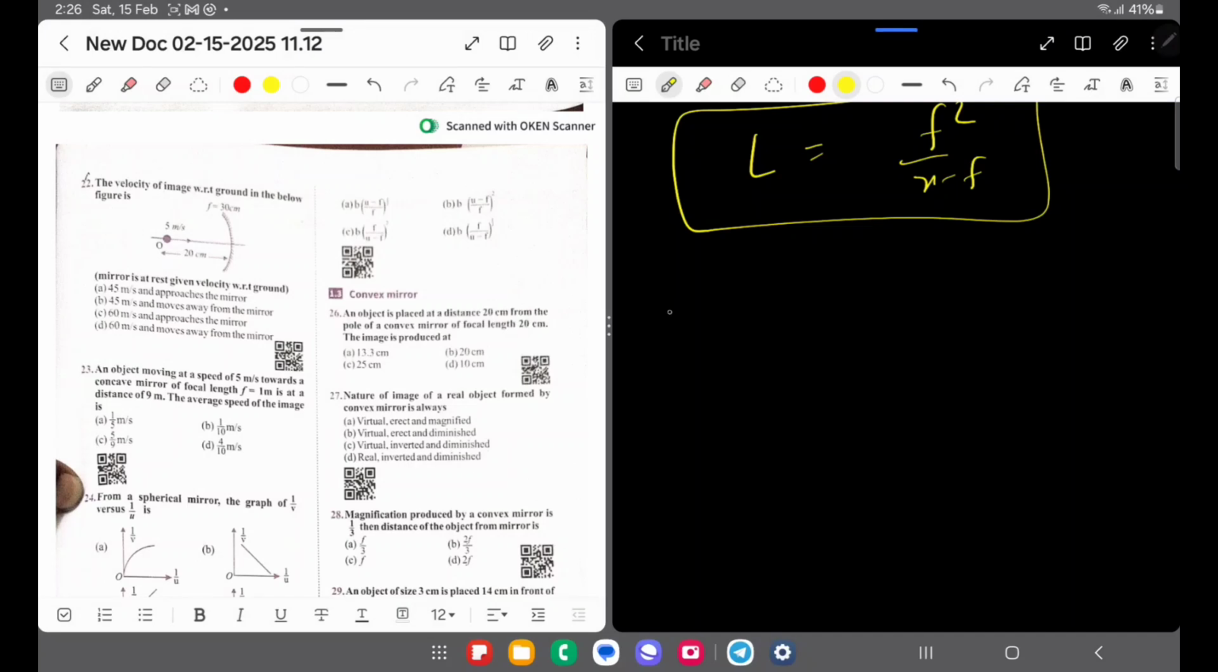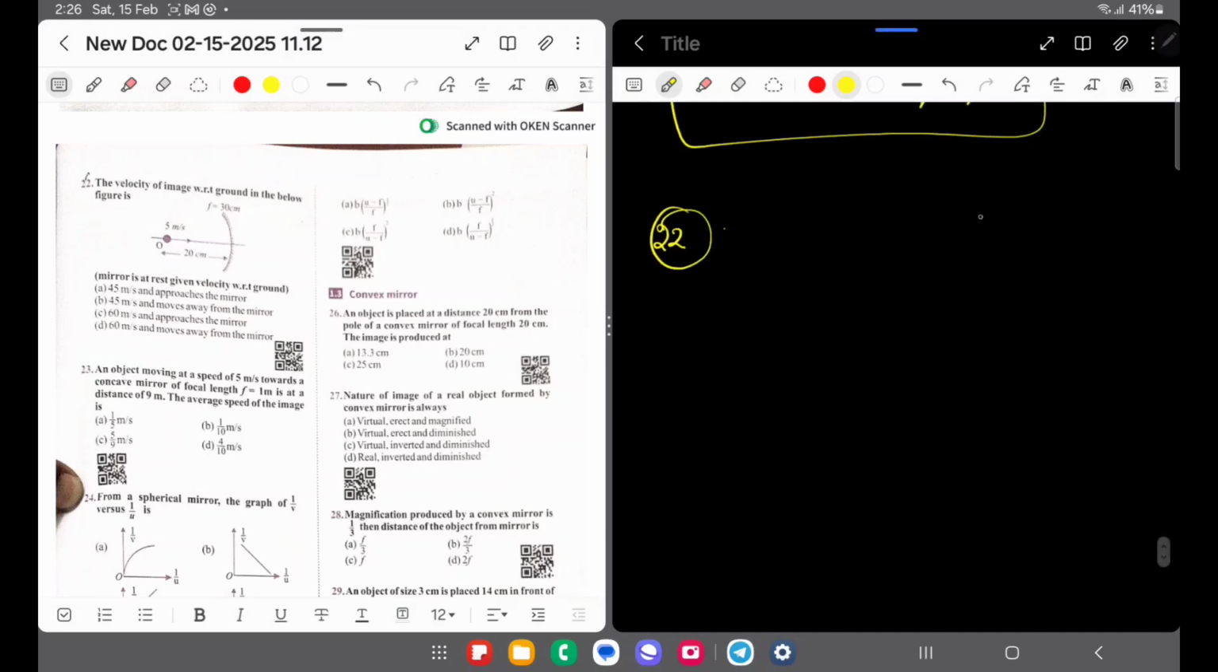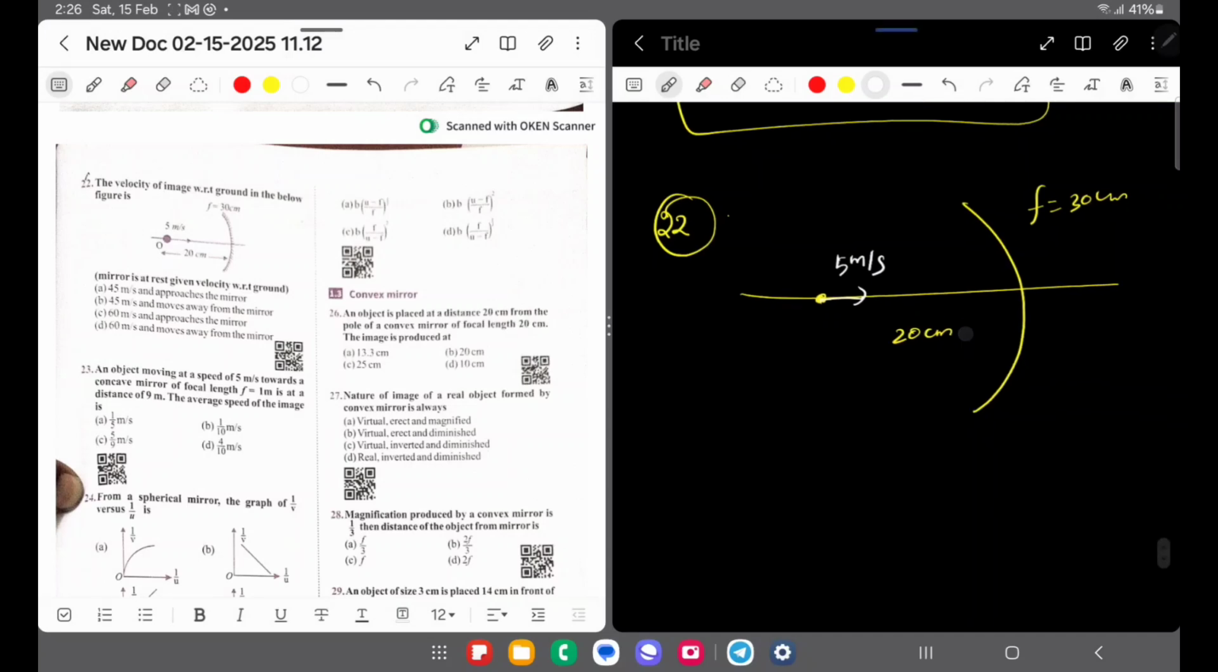Now look at question number 22. We have a concave mirror whose focal length is given as 30 centimeter. The object is placed 20 centimeter away from the concave mirror and is moving toward the mirror at a speed of 5 meter per second. We should find the velocity of the image with respect to the ground.